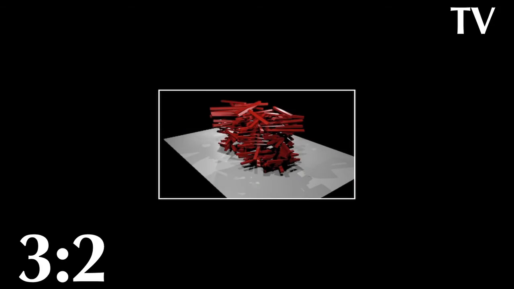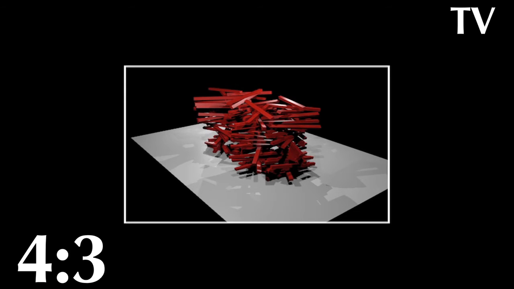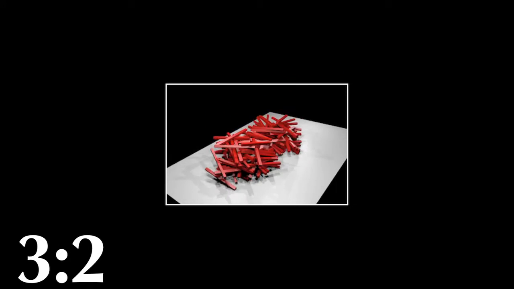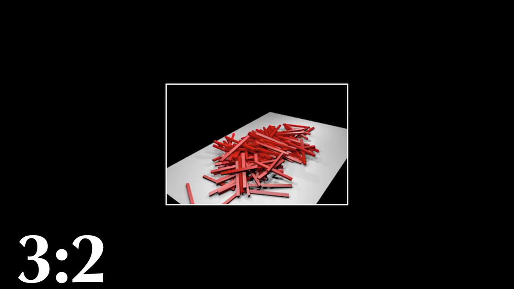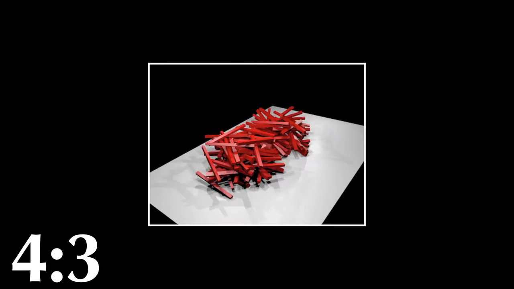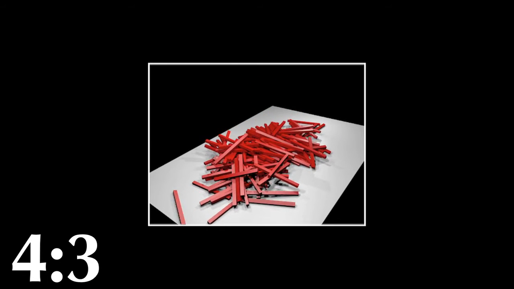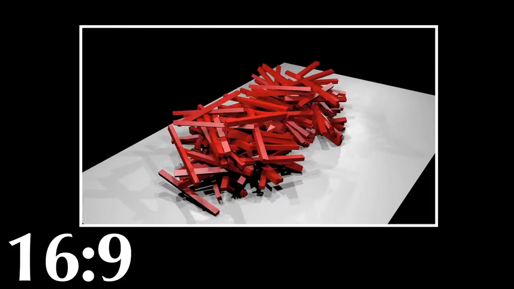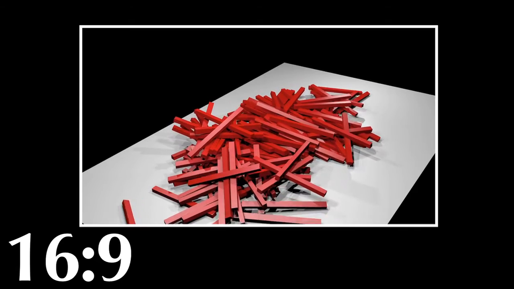Now we'll look at the three most common types of aspect ratios used for TV. They are 3 by 2, 4 by 3 and 16 by 9. 3 by 2 is the old aspect ratio used by camera for TV in the late 90s. 4 by 3 is the ratio for old television screens and computer monitor screens. 16 by 9 is the current widescreen ratio used for high definition TV screens.